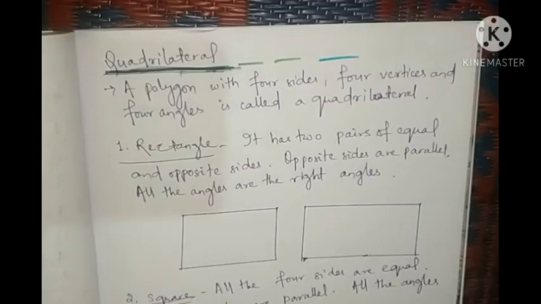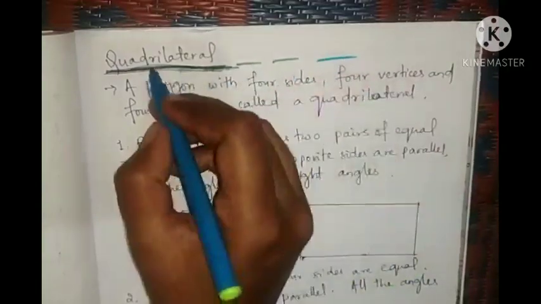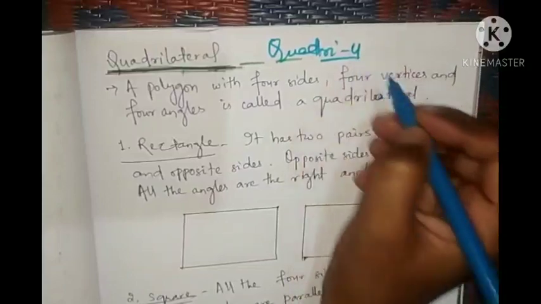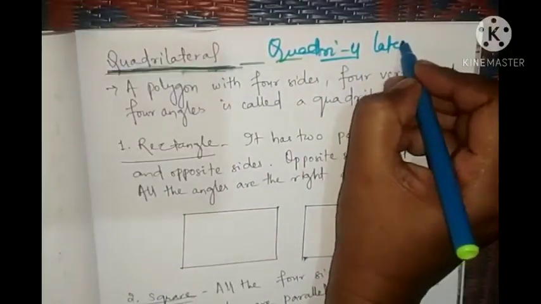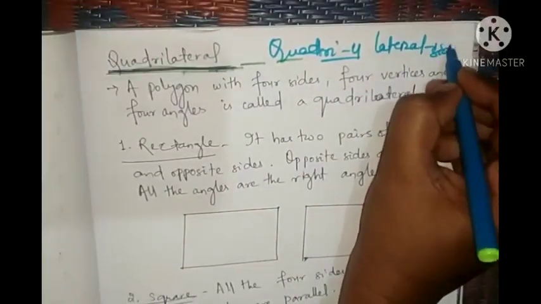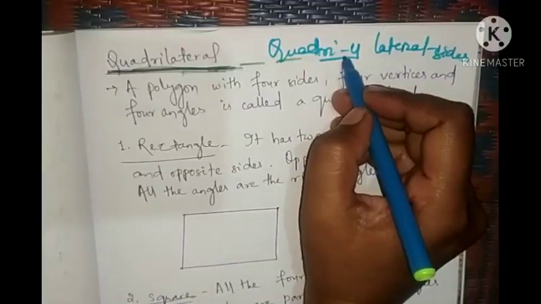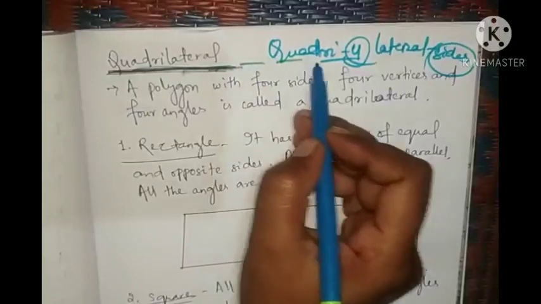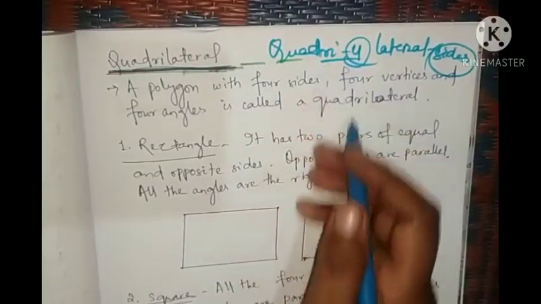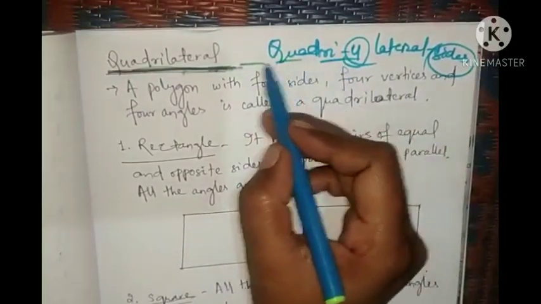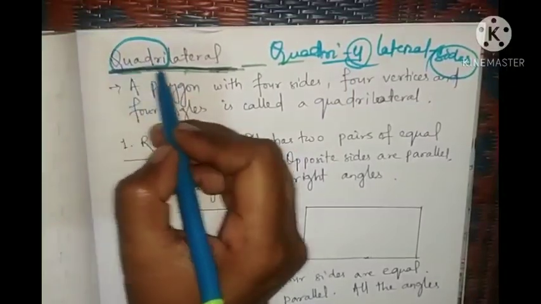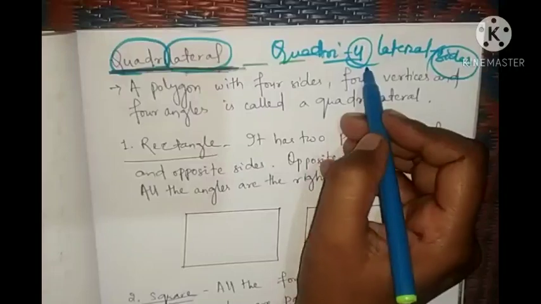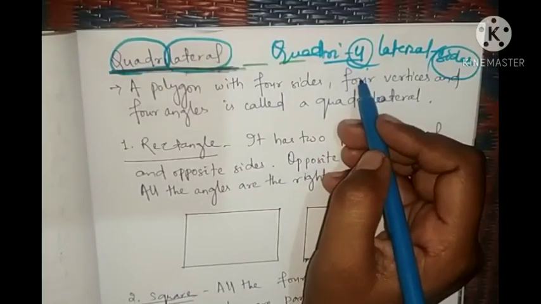First, quadrilateral. Quadri means 4, and lateral means sides. So those polygons which have 4 sides, that is a quadrilateral. From the term only you try to understand. Quadri means 4 and lateral means sides, means those polygons which have 4 sides.